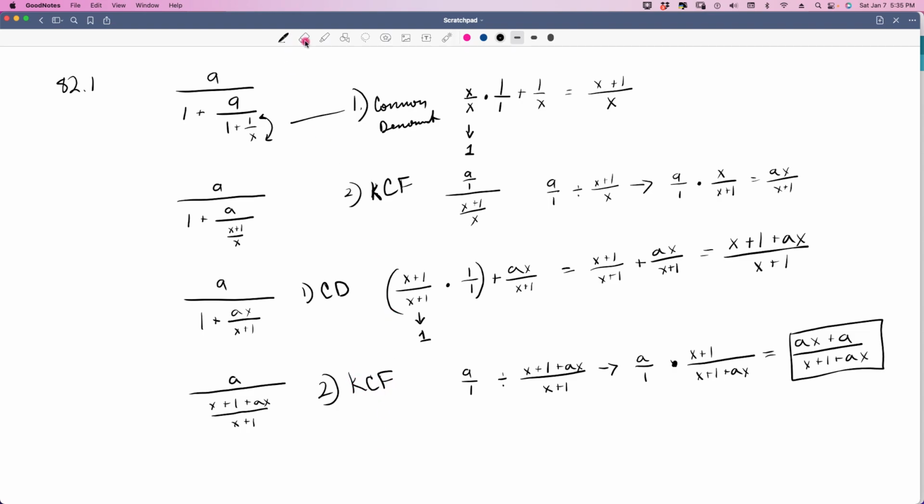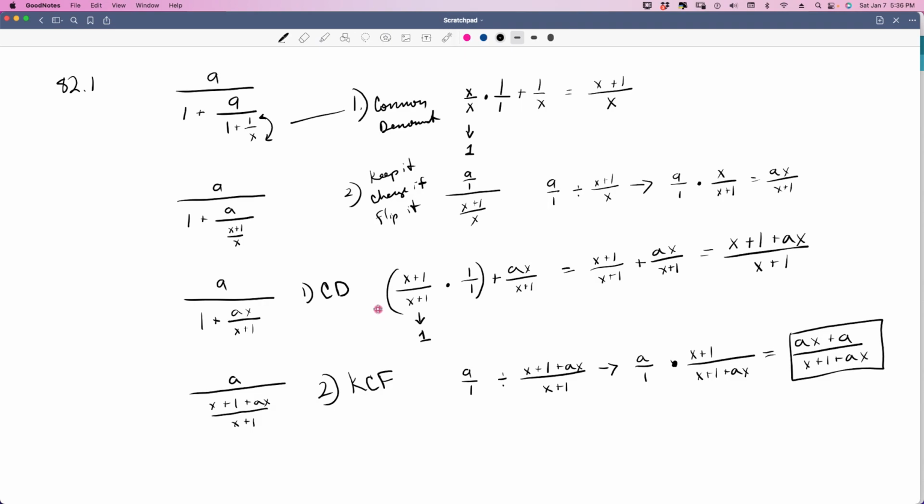I'm going to write it out up here just for the sake of those who don't know it. Keep it, change it, flip it. So you're just repeating those steps. Common denominator, keep it, change it, flip it. That's typically what you're going to do over and over, depending on how many of these you have built within the same problem or the same fraction.